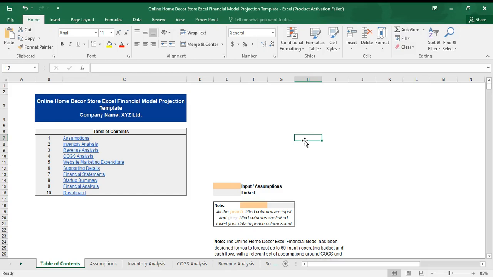Hi, welcome back. Today we are going to review online home decor Excel financial model. In order to review this model, we are going to go through these 10 different sheets.